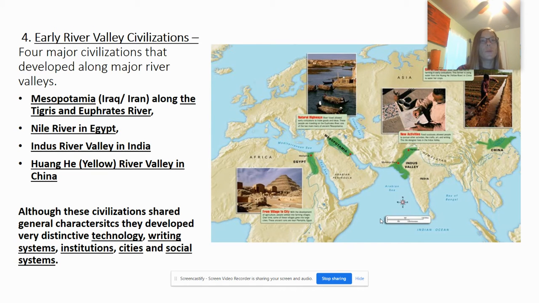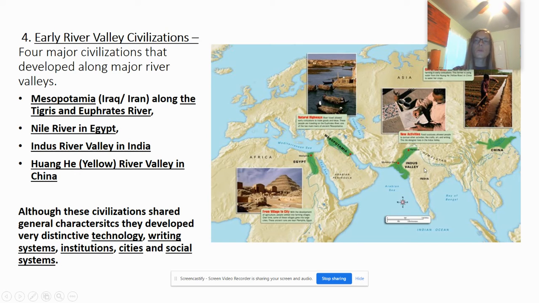So the 4 river valley civilizations, again, are going to be located in Mesopotamia. This area is typically known as the Fertile Crescent. Mesopotamia literally means the land between 2 rivers. And so a lot of historians credit this with being the birth of civilization. The Nile River in Egypt allows for a very rich and complex civilization to grow, and the specific geography of places accounts for a lot of diversity within these civilizations.